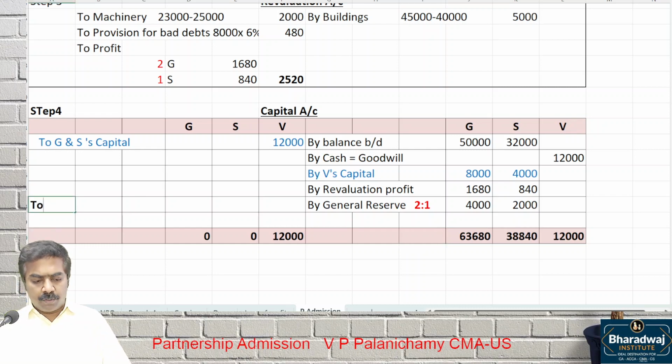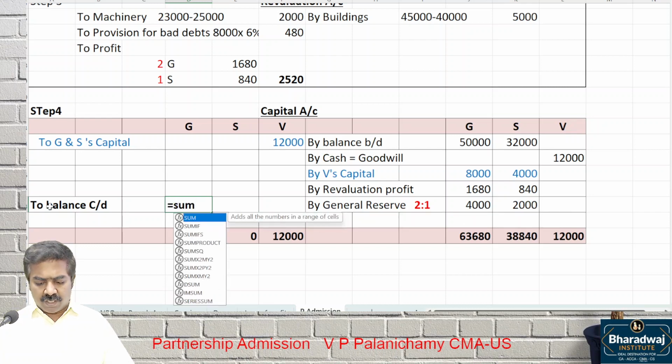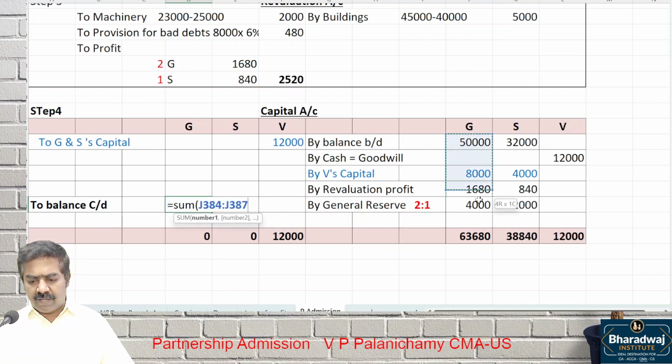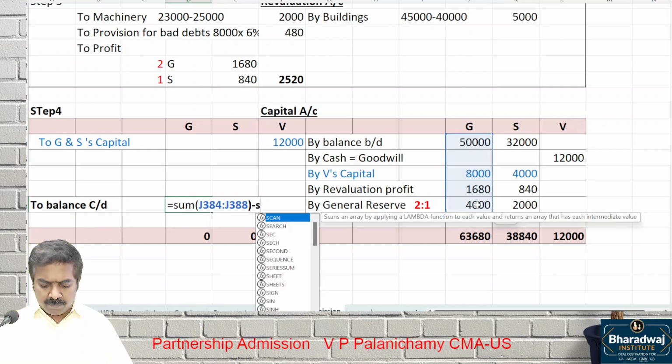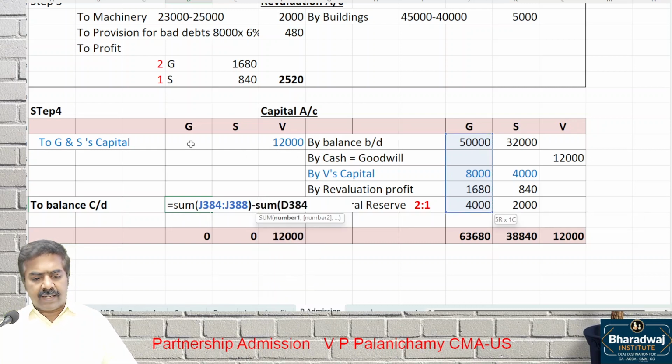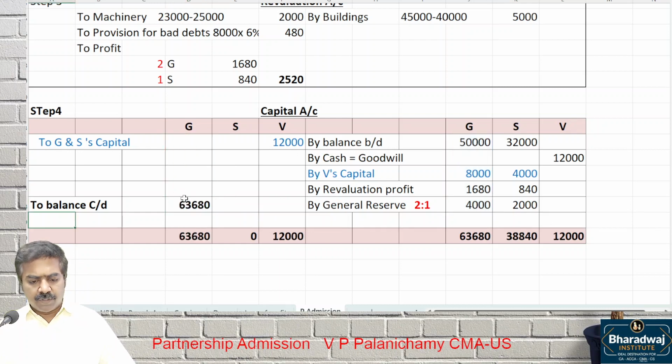Normally, what will we do? We'll put to balance carry down, we take the balancing figure, right? Don't tally this, just for my reference I am doing. Normally, we'll take this as a balancing figure, to balance carry down. Like that we will take it. Then, by cash brought in by V.